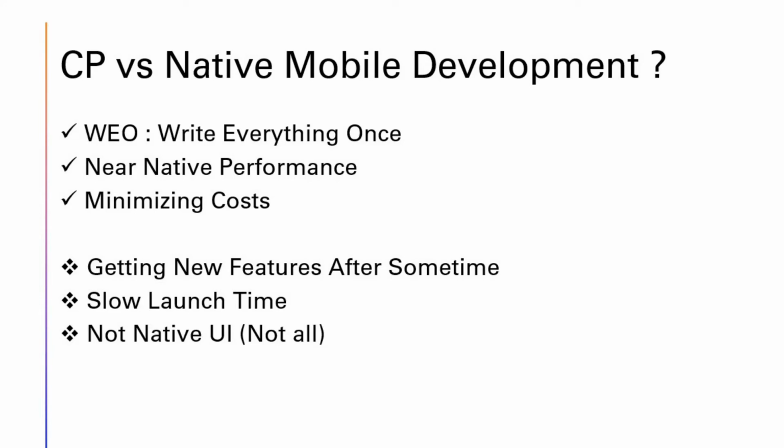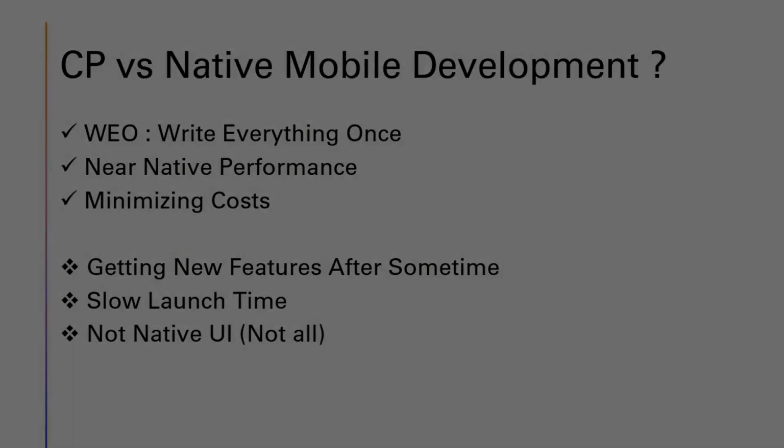First of all, you write everything once. From a single shared code base, you write for both platforms, or for maybe three platforms, and you have near native performance, and you minimize the cost of development, obviously. What are the inconveniences? New features arrive late to your framework, probably, and a slow launch time, not for all frameworks, but for some of them, and not native UI, and that's obviously not for all of them.